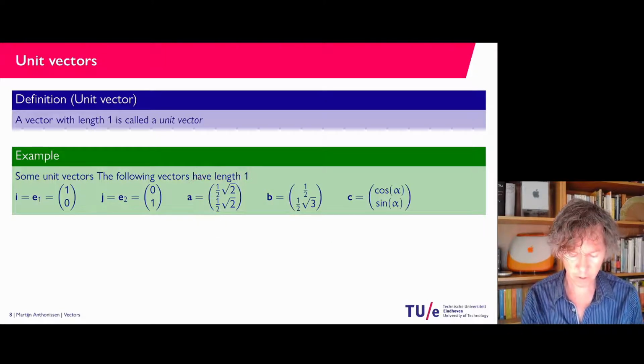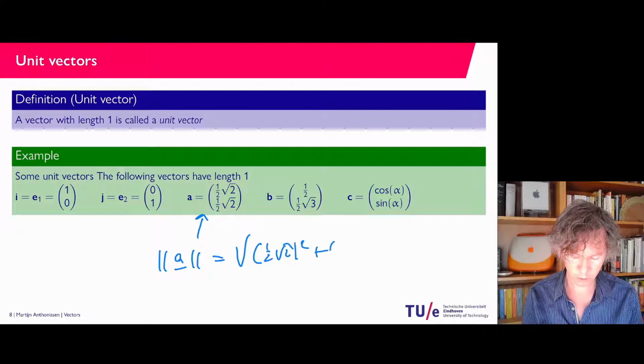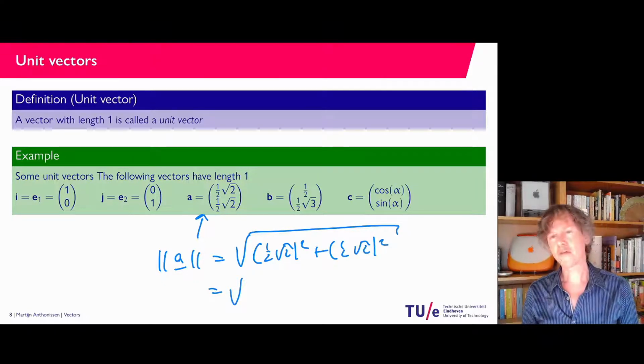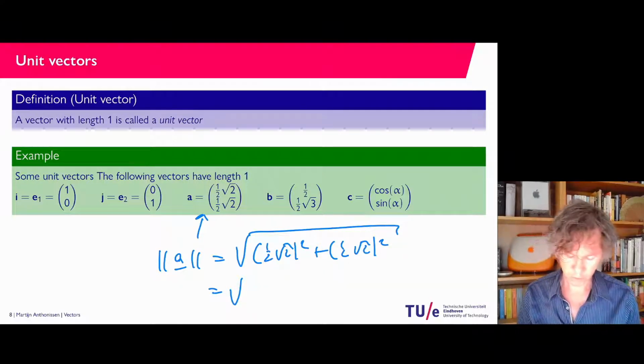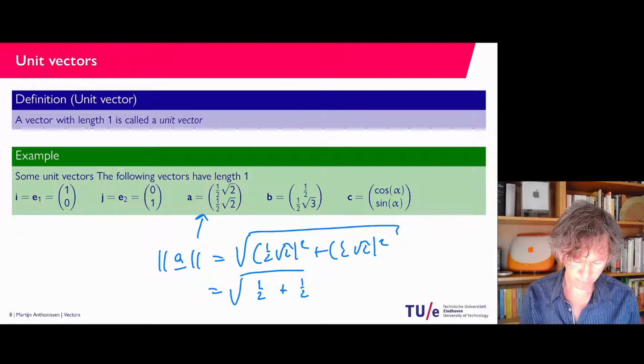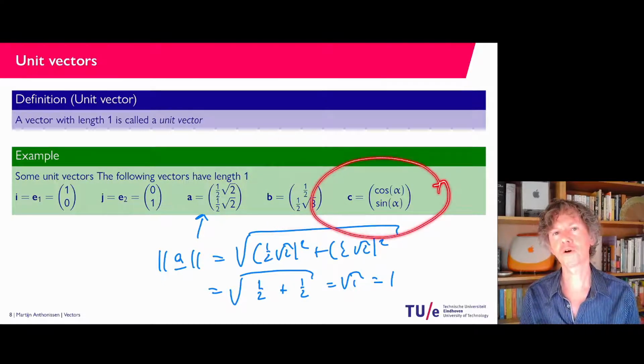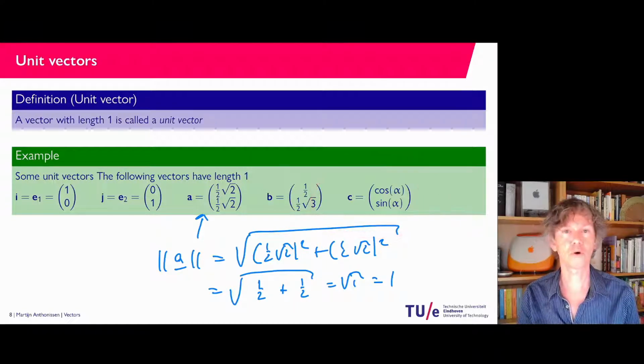Because if you look here, then this vector A, the length of that vector is the square root of a half square root of 2 squared plus a half square root of 2 squared, which is the square root of... a half square root of 2 times square root of 2 equals 2, and divided by 4. So this is half plus a half, the square root of 1, is 1. So indeed this has length 1. And similarly, if you compute the length of this B vector, you also find that. And in principle, any vector of this form, cosine alpha, sine alpha, will have length 1, because cosine squared plus sine squared equals 1. That's great.